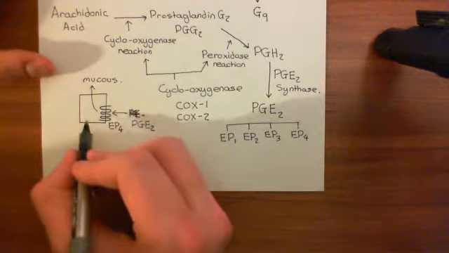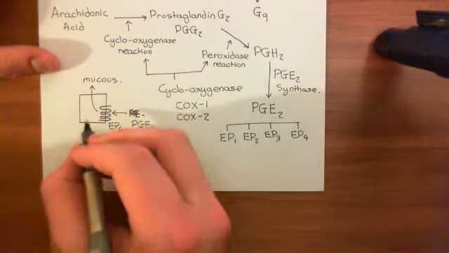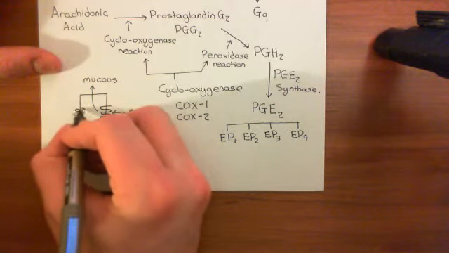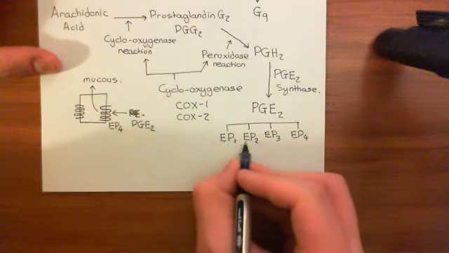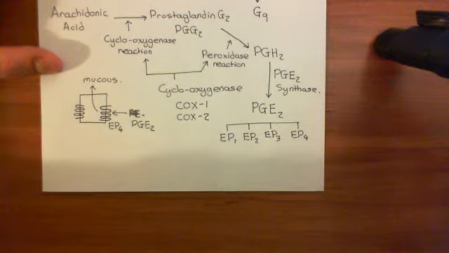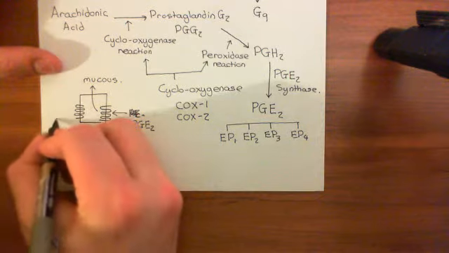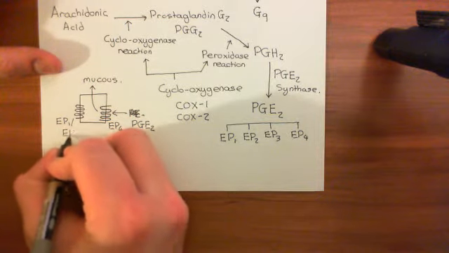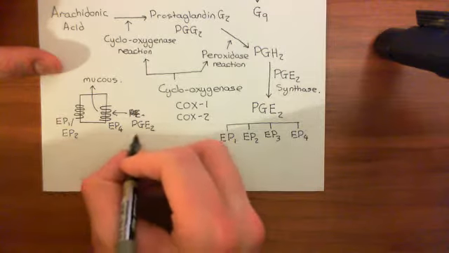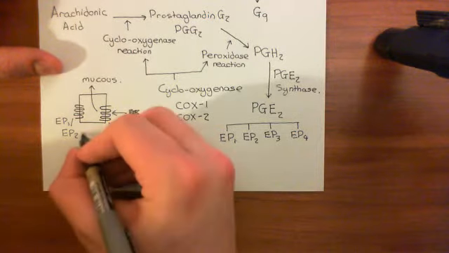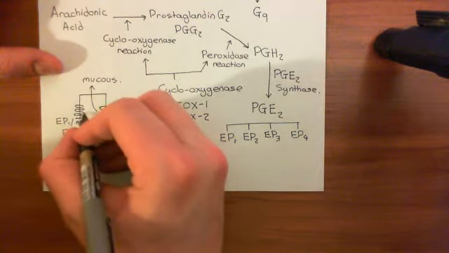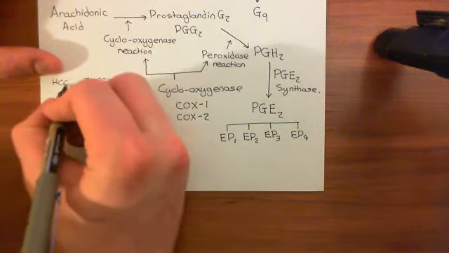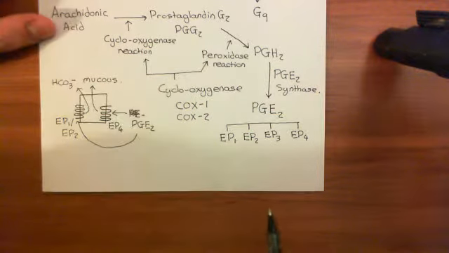Now, also on the surface of the columnar epithelial cells, you will have the prostaglandin E2 receptor type 1s and also the prostaglandin E2 receptor type 2s. So this could either be an EP1 or an EP2 because they're going to do the same thing. This prostaglandin E2 could bind to one of these receptors, and this will then increase the secretion of bicarbonate anions onto the surface of the columnar epithelial cells.